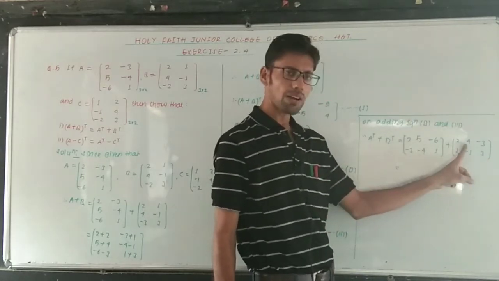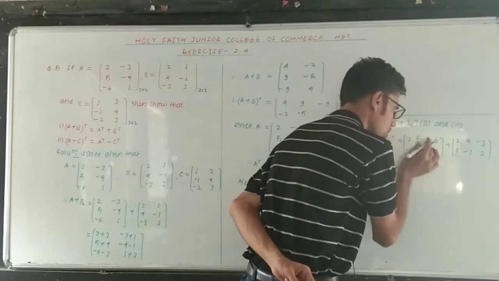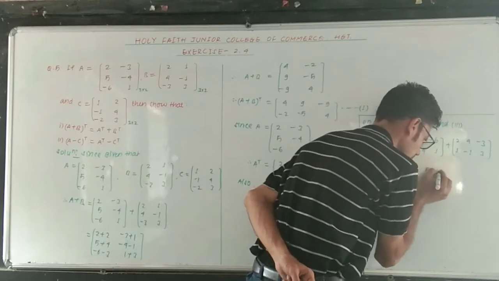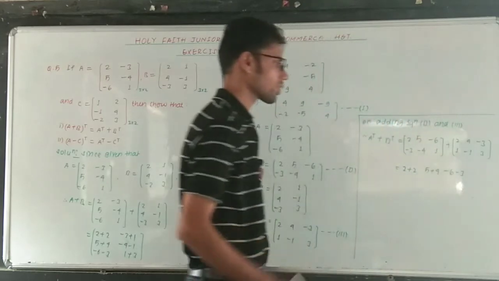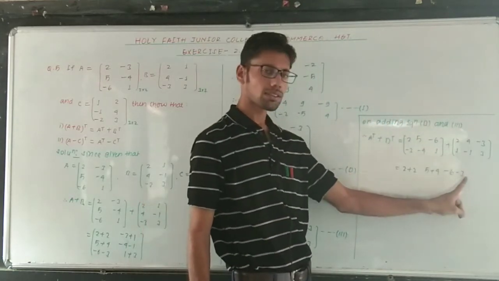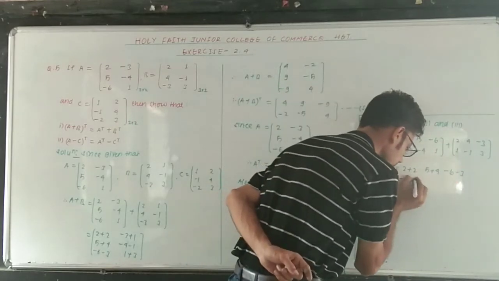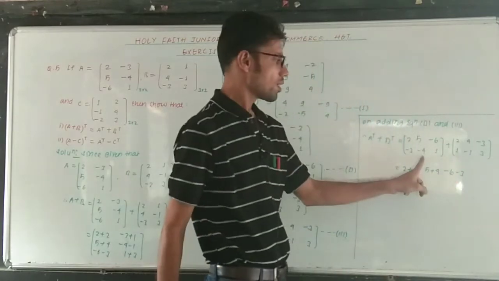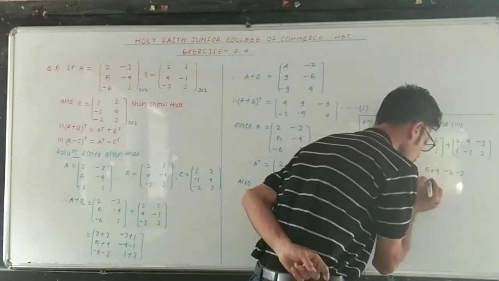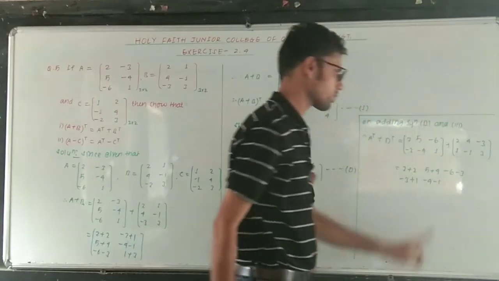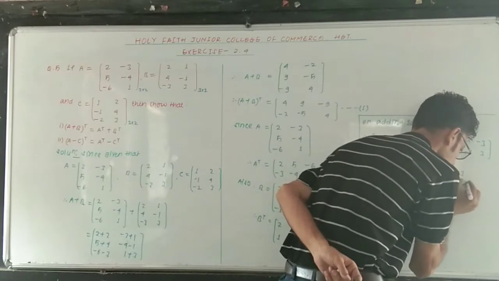First element by first element: 2 plus 2, 5 plus 4, minus 6 minus 3, minus 3 plus 1, minus 4 minus 1, and 1 plus 3.